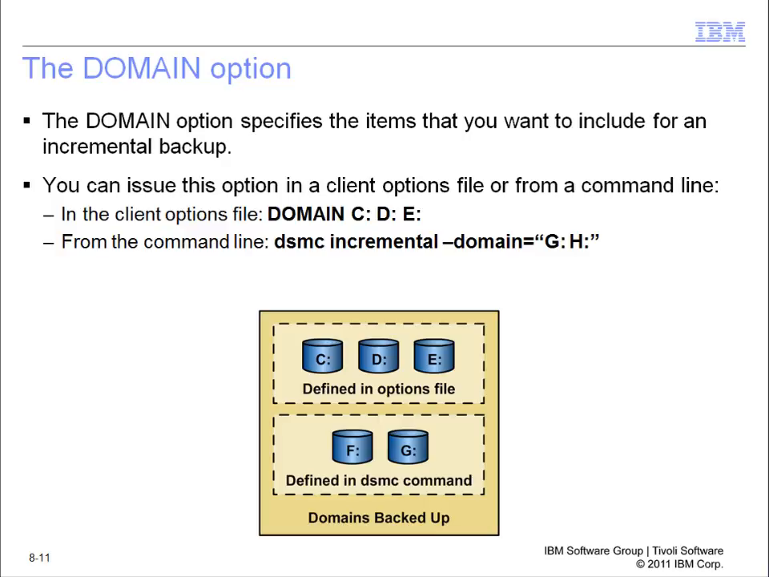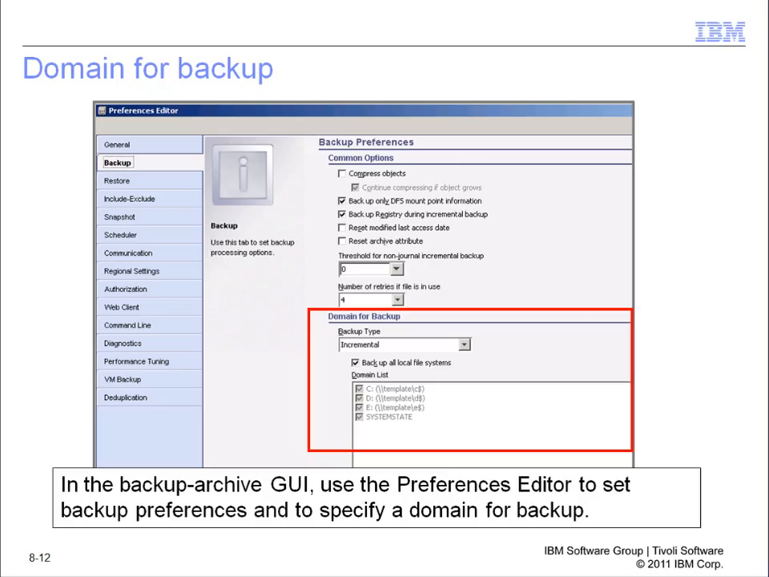The domain option is going to specify items that you want to include in your incremental backup. So you can use an option to have all of your domains or specify some. You can enter into the client options file dsm.opt the domain option followed by the domains, or you can issue from the command line dsmc incremental, so you're doing an incremental backup of these domains. In the backup archive GUI, you'd use the Preference Editor to set up your backup preference and determine the domains for your backups. By default, backups will be incremental.